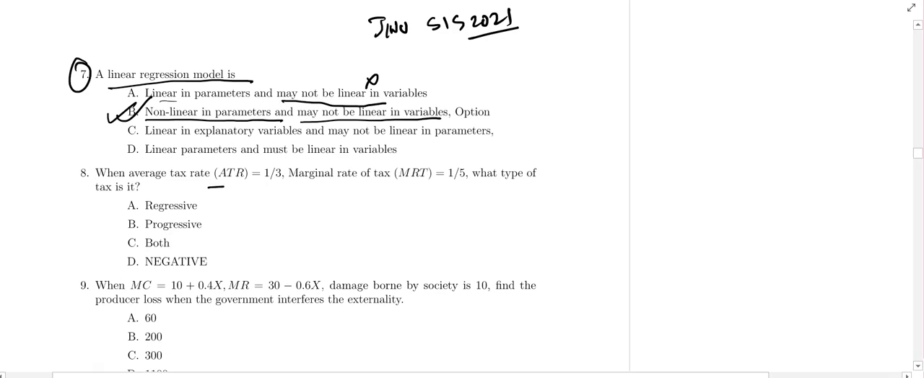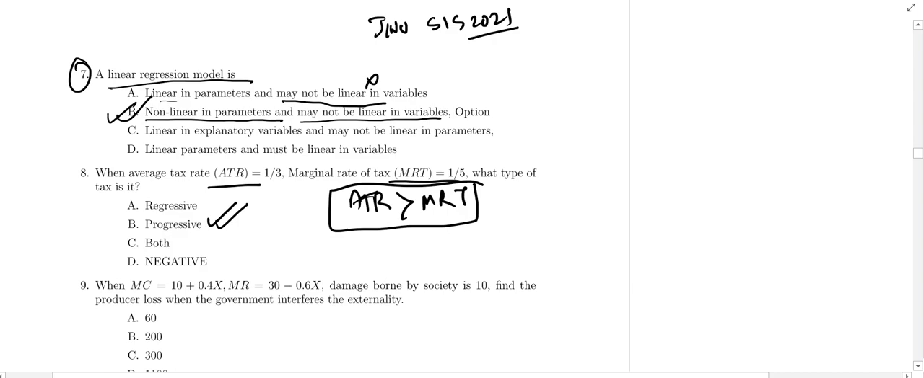Next, the average tax rate ATR is equal to 1 by 3 and the marginal tax rate is 1 by 5. What type of tax is this? Here we can see that the average tax rate ATR is greater than MRT, so we can call it a progressive taxation system. So the answer to 8 is B.